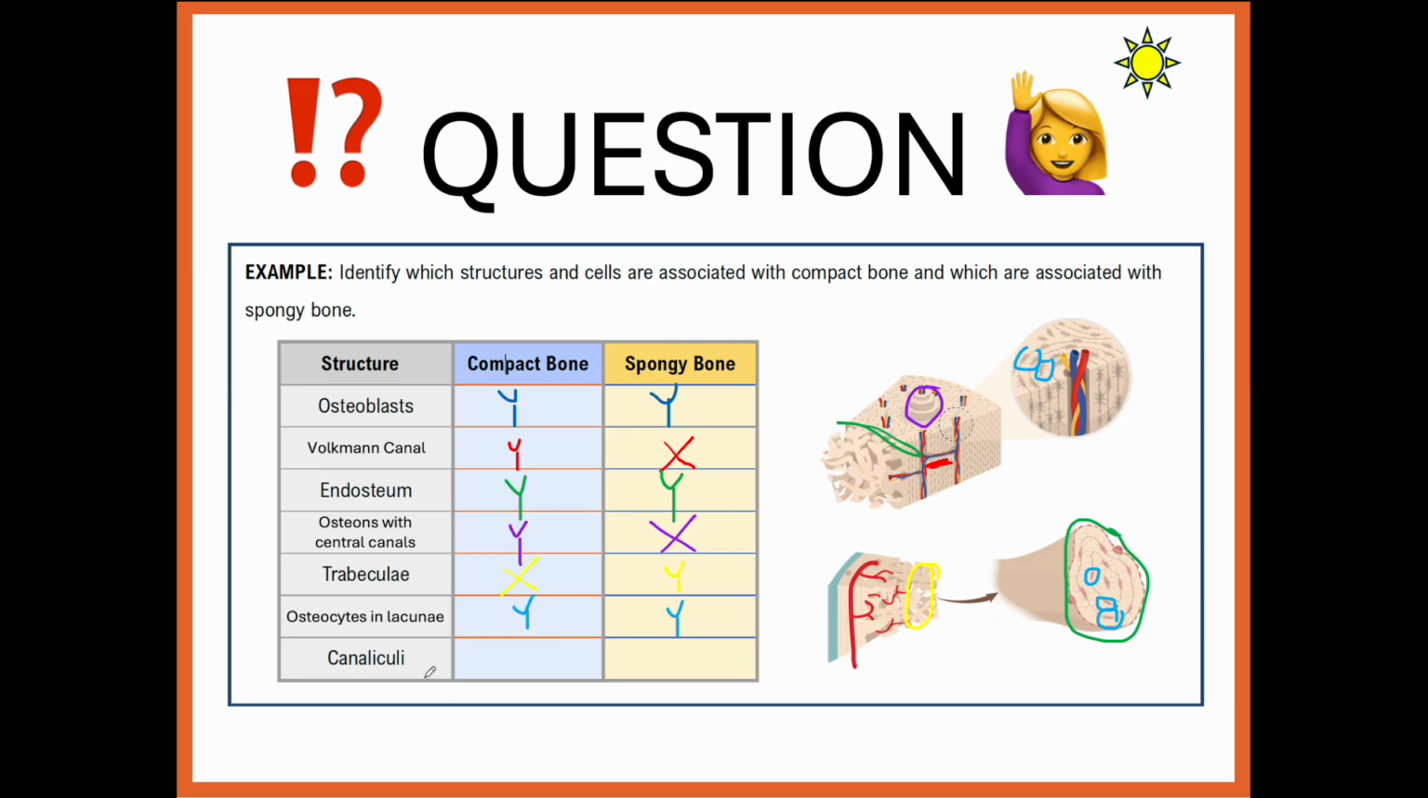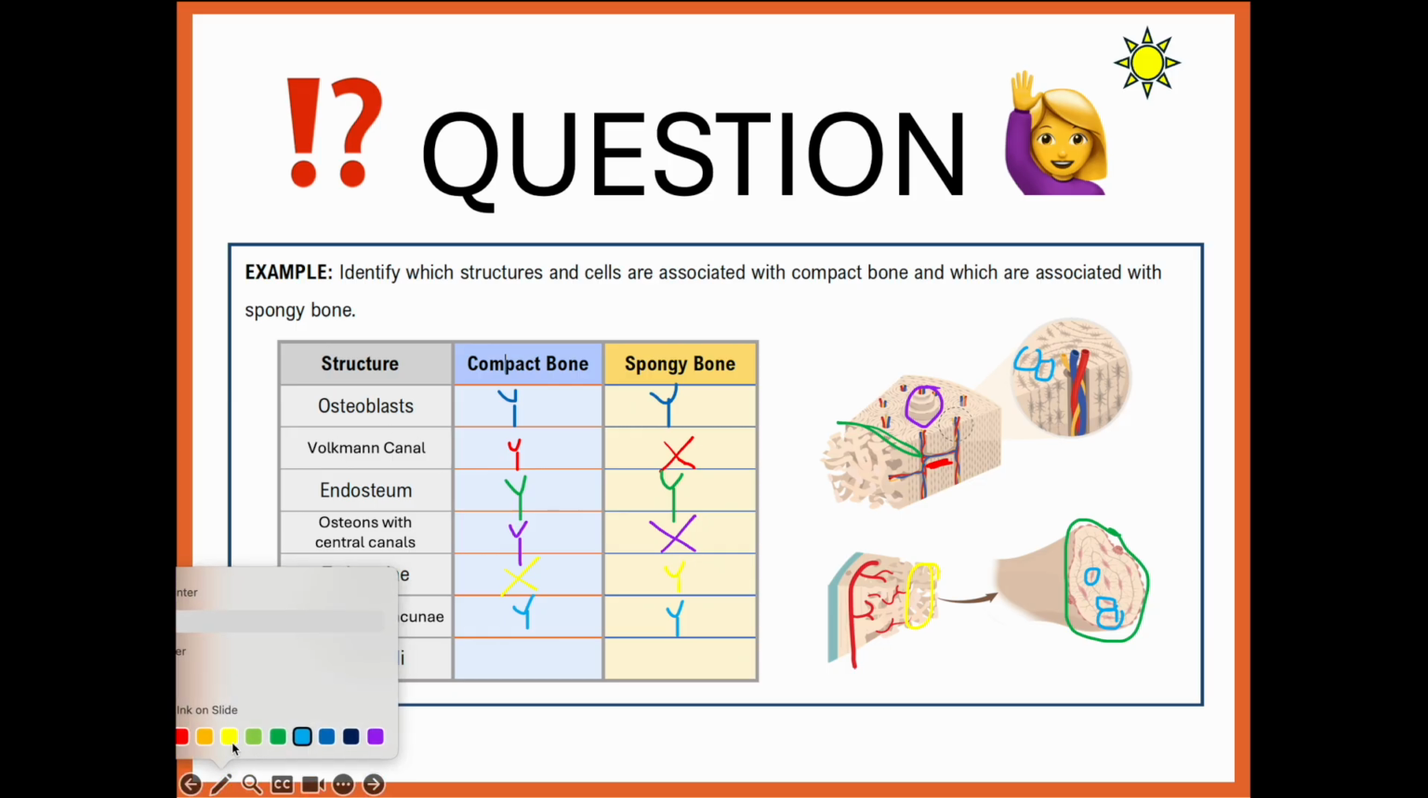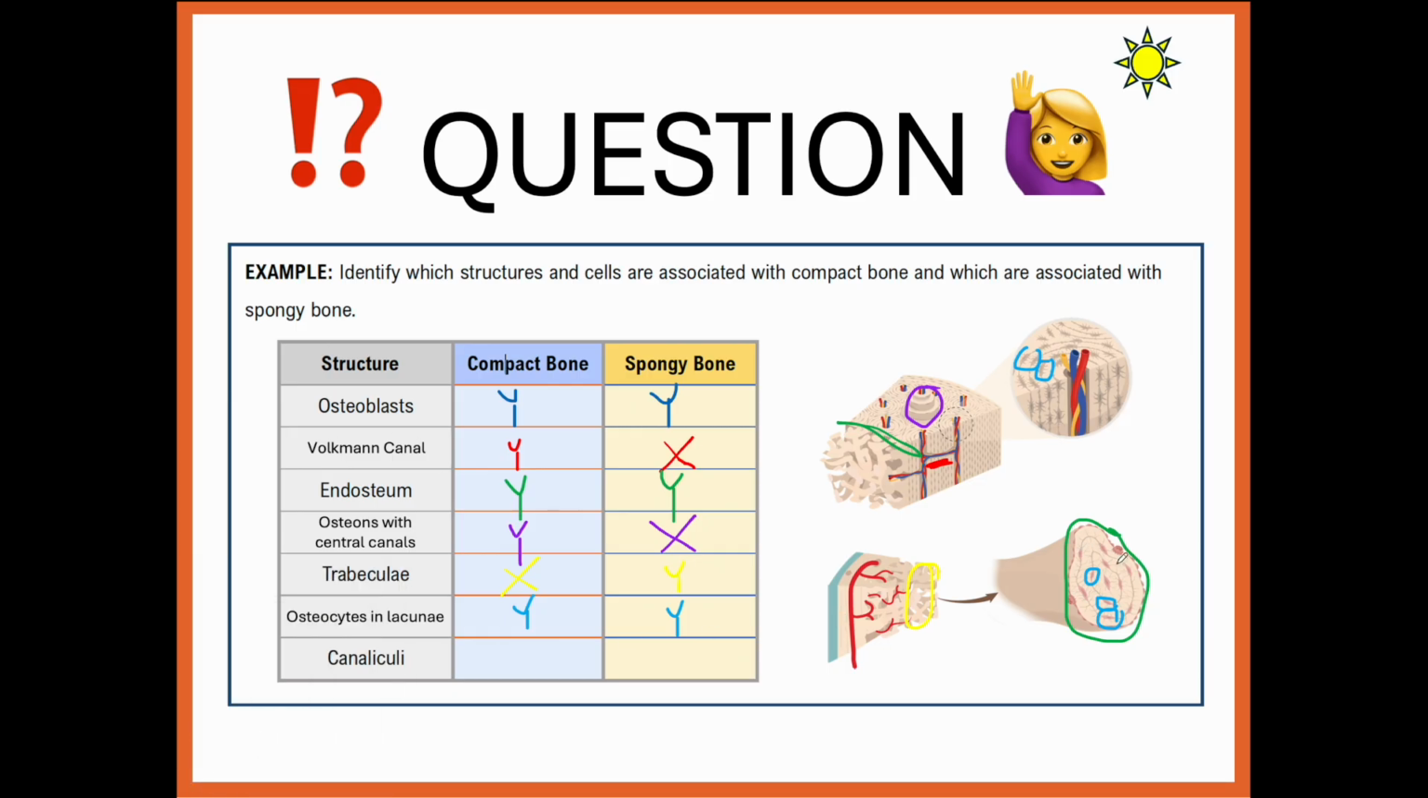Canaliculi, right? Let's go remind ourselves what those are. Canaliculi are the little branches that talk between osteocytes, between the cells, right? I see them in this trabeculae, and I also see them talking to each other through these canaliculi here, right? So yes and yes, I would see those. Okay.